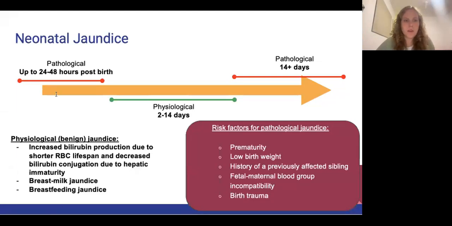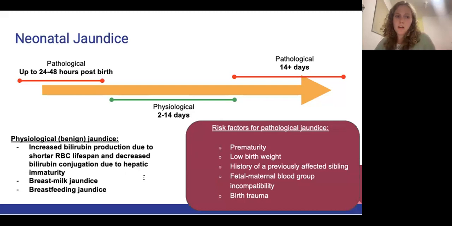Okay, so jaundice is really common in babies. Jaundice within 24 hours of birth is never normal, so you always have to do further investigations. 2 to 14 days is usually physiological, and more than 2 weeks is often pathological.